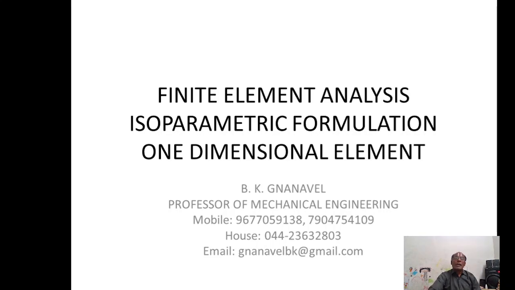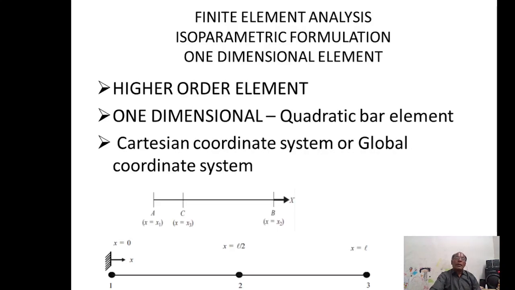Today I'm discussing finite element analysis, isoparametric formulation, one-dimensional element, higher order element. Higher order element means it has more than two nodes: node 1, node 2, node 3. If more than two nodes, we call that a higher order element. Another name is the one-dimensional quadratic bar element.